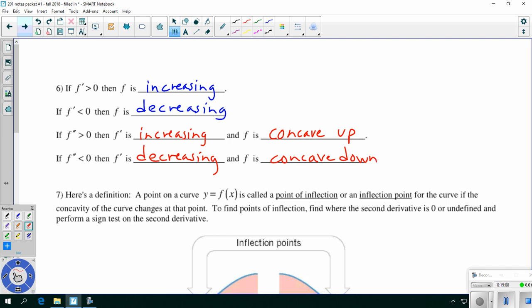And again, I want the first and last connection to be very strong. If f double prime is negative, then f itself is concave down.